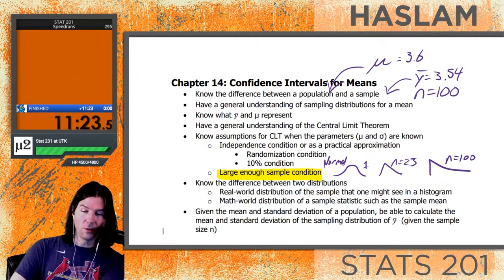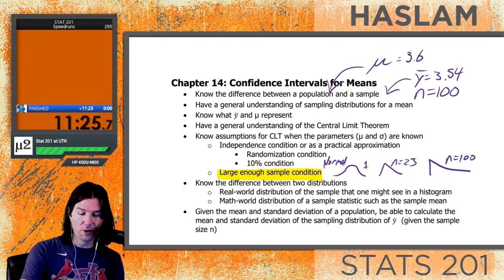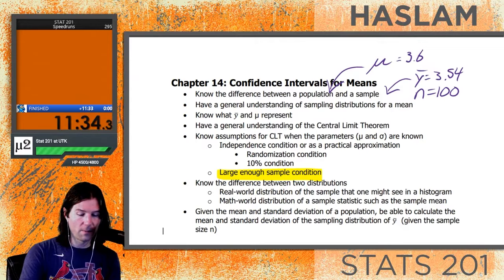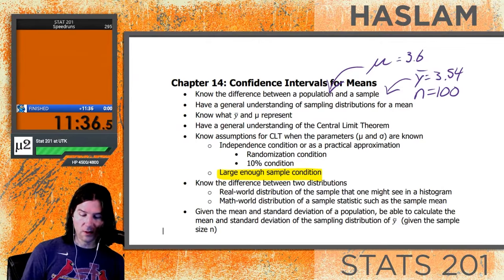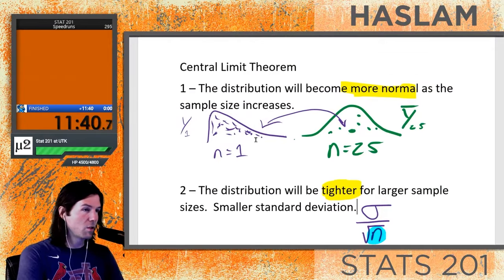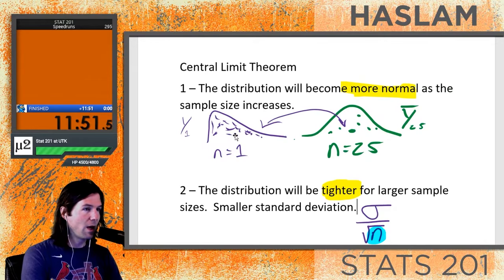Know the difference between the two distributions: the real world distribution of the sample that might be seen in a histogram, and the math distribution of a sample statistic such as the sample mean. And this is what we've been talking about right here. Let's show that graphic. So we've been going over these two distributions, and we have them right here. So here are the individuals that we can see. So this is what we would see in the world. You go out and take a GPA of a student, you will see one student's GPA. This is literally the question of, hi, what's your GPA? And a student says this, this, this.